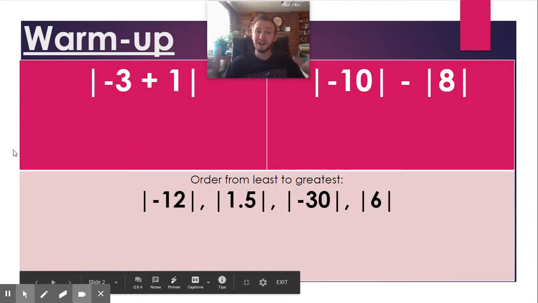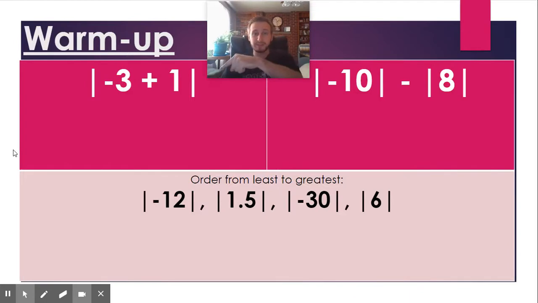Okay, so you see here I have 3 problems for you to try. Now the first one, which is this one over here, says what's the absolute value of -3 plus 1? So what it wants you to do is to solve what's inside the absolute value bars first and then take the absolute value. The second one over here says what's the absolute value of -10 minus the absolute value of 8? So same thing, take the absolute values and then do the operation symbol.